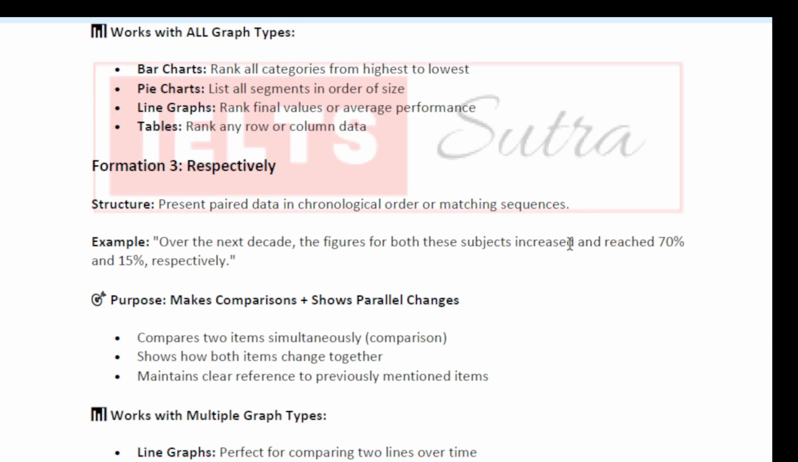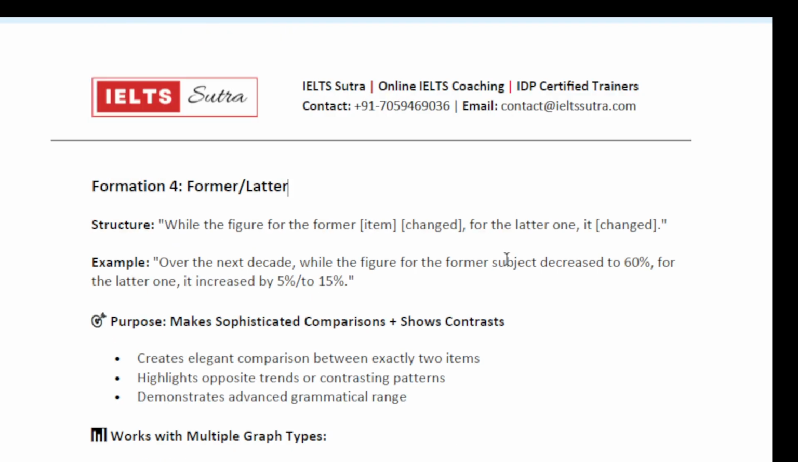And if instead of increasing these values would have been decreasing, then we would have written that the figure for both these subjects decreased and reached some other values, right? So if the changes are parallel, if the changes are of the same type, either increasing or decreasing, then we can use it. However, if one value is increasing and the other one is decreasing, in that case, if the changes are not parallel, if they are not simultaneous, then we cannot use it. So for that purpose, we have something else called the former and latter formation.